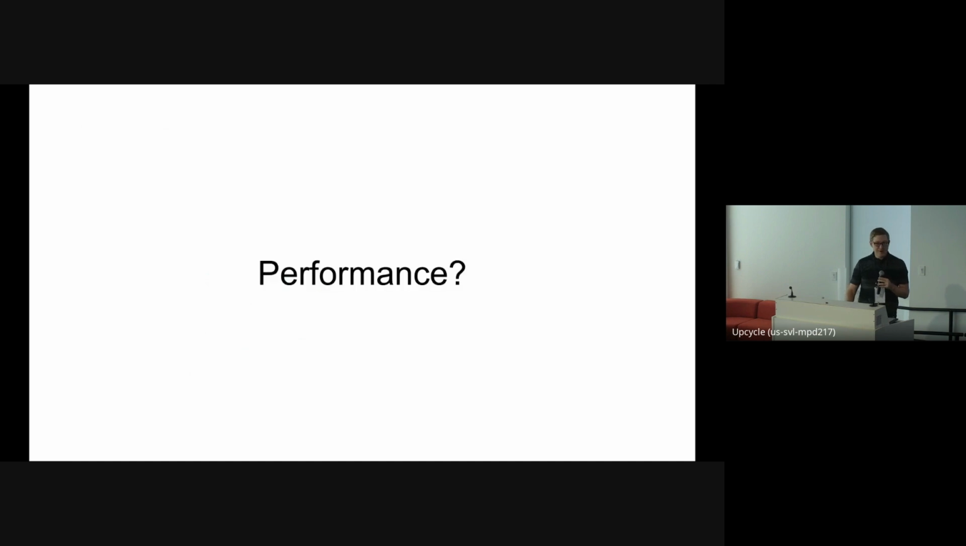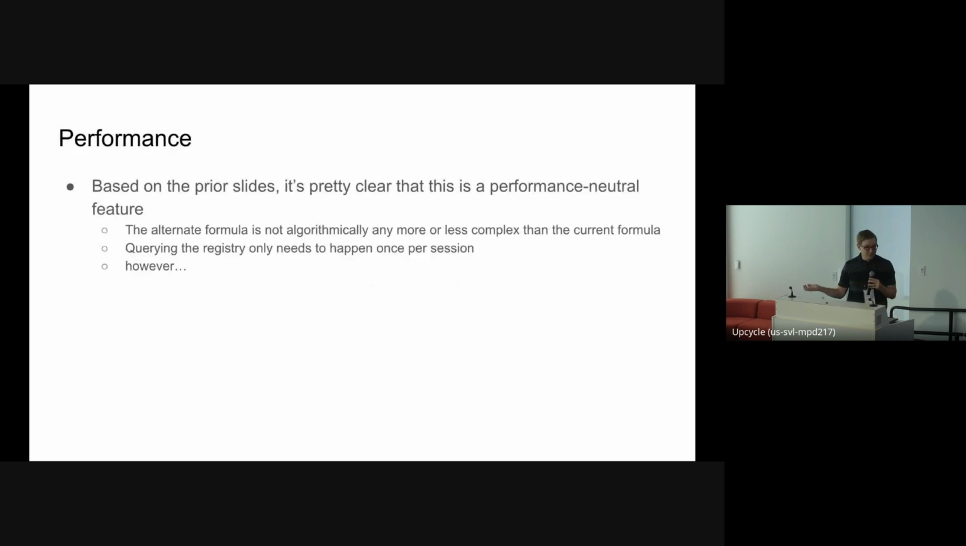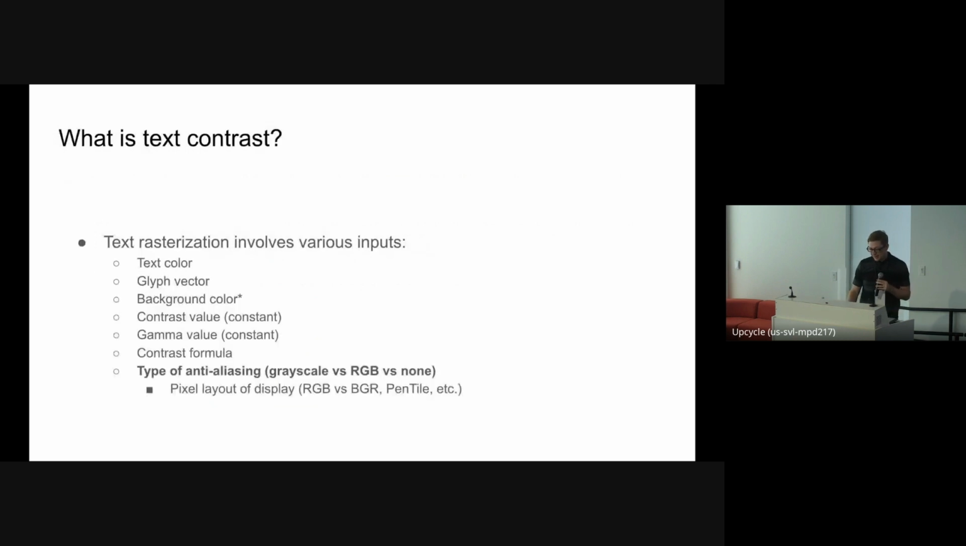And so I wanted to bring up performance. This isn't a performance feature at all, but there are some interesting performance scenarios that I think this might enable. So it should be pretty clear this is performance neutral. The contrast algorithm is not anything more complex. We only need to query the registry once. It's not something that users are changing constantly. So you wouldn't expect this to impact performance at all, right?